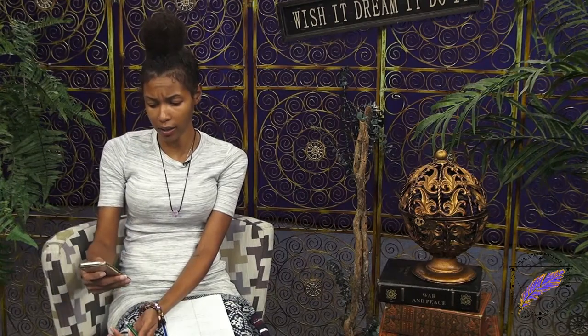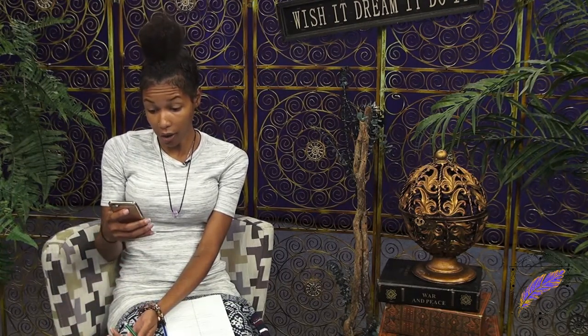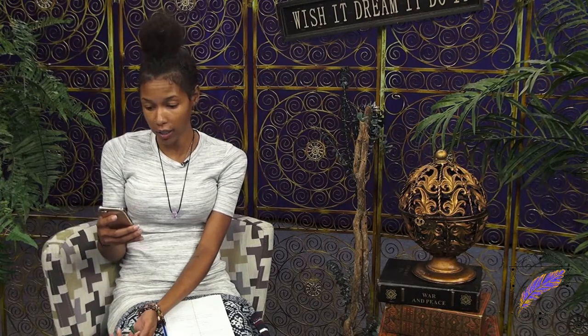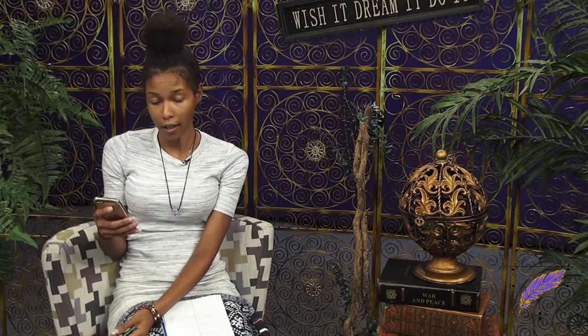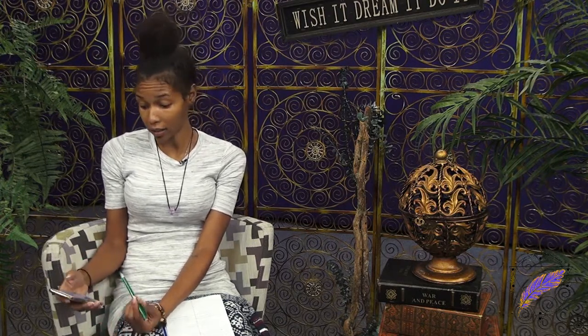I wanted to point out a section that I wanted you guys to go and look at as I'm talking about a foreign trust and what it is. On the IRS.gov site, type in the number 21.7.13.3.2.7. And this is the foreign entities definitions and instructions section. So this information, like we're saying, we're not just pulling this out of anywhere. It's been here, it's been going on, it's actually on the site.